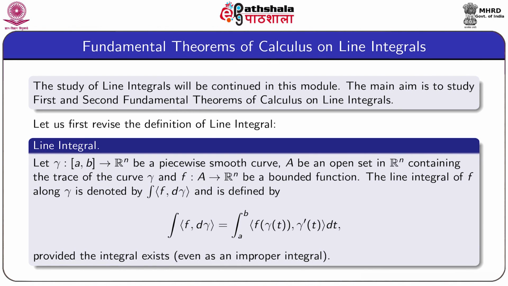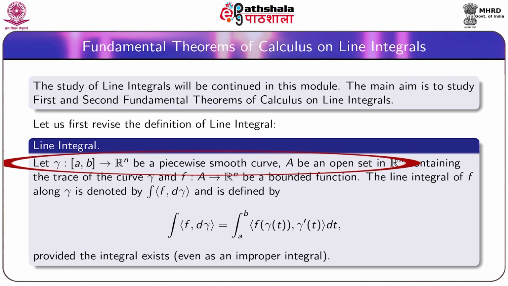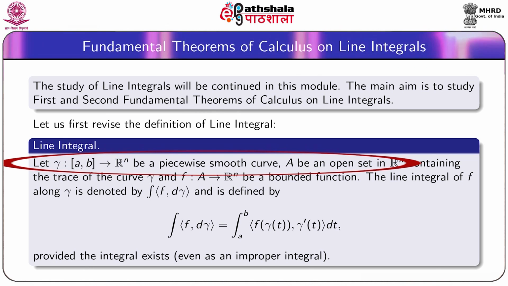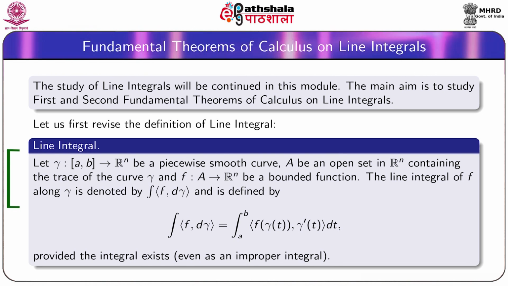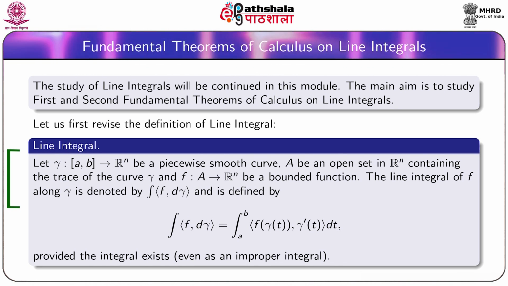with revising the definition of line integral. Let gamma from bounded closed interval [a, b] to R^n be a piecewise smooth curve, A be an open set in R^n which contains the trace of the curve gamma, and f from A to R^n be a bounded function.